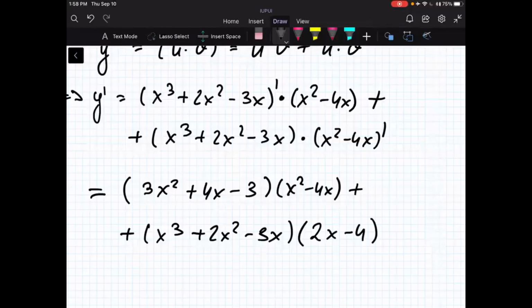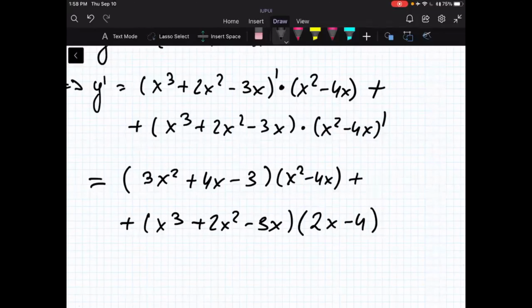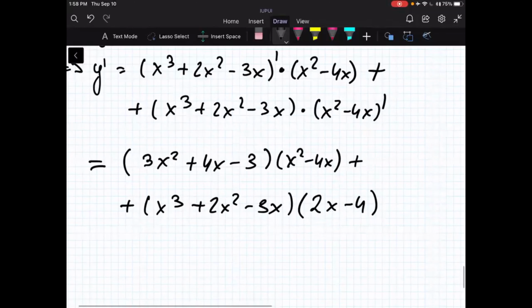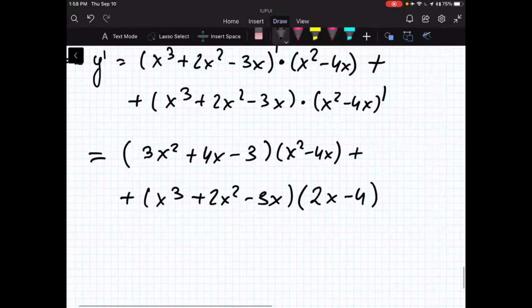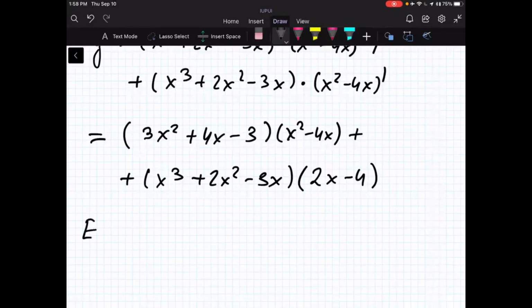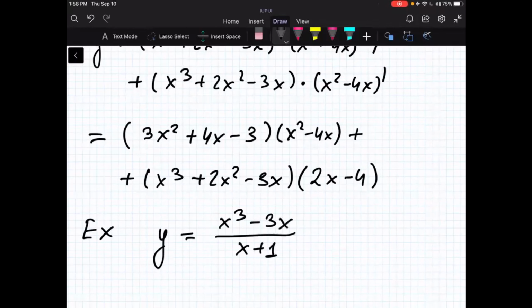Okay. And this is the answer. Basically, you don't need to do anything more, because that is fine. Of course, you can open the parentheses and then simplify, but I will stop here. And that was our first example. And the second example is slightly more complicated. It's the ratio of two polynomials, so a rational function, x cubed minus 3x over x plus 1.